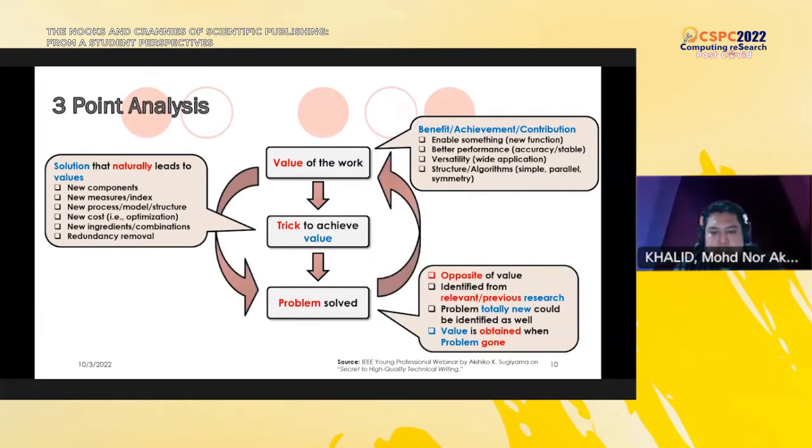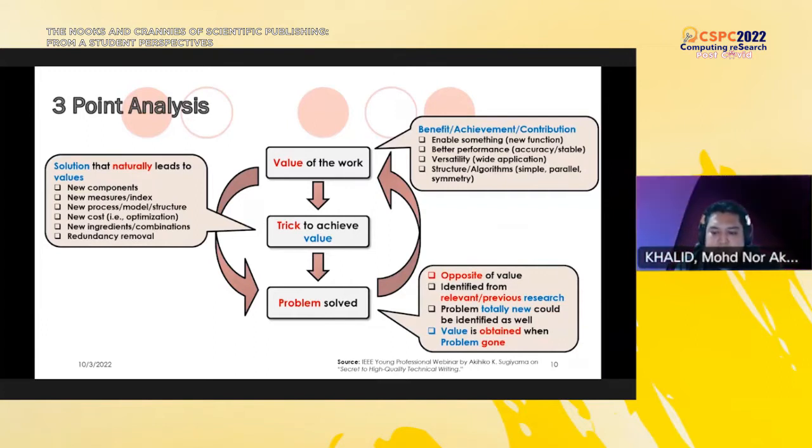So this process can be cyclic and can be repeated, going back and forth. For example, value can come back to problem, and then maybe we find the problem is not very accurate, then we have to go back to the value and so on. And of course, you need to define again the trick. Trick actually is the solution. So usually we don't focus much on the trick. Usually we focus more on the value and problem.